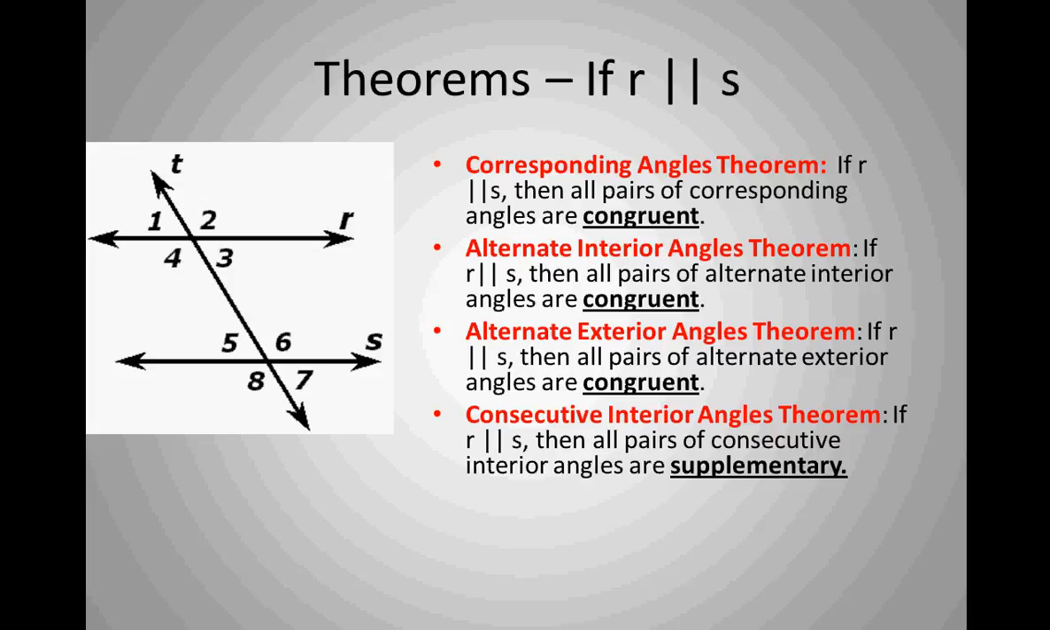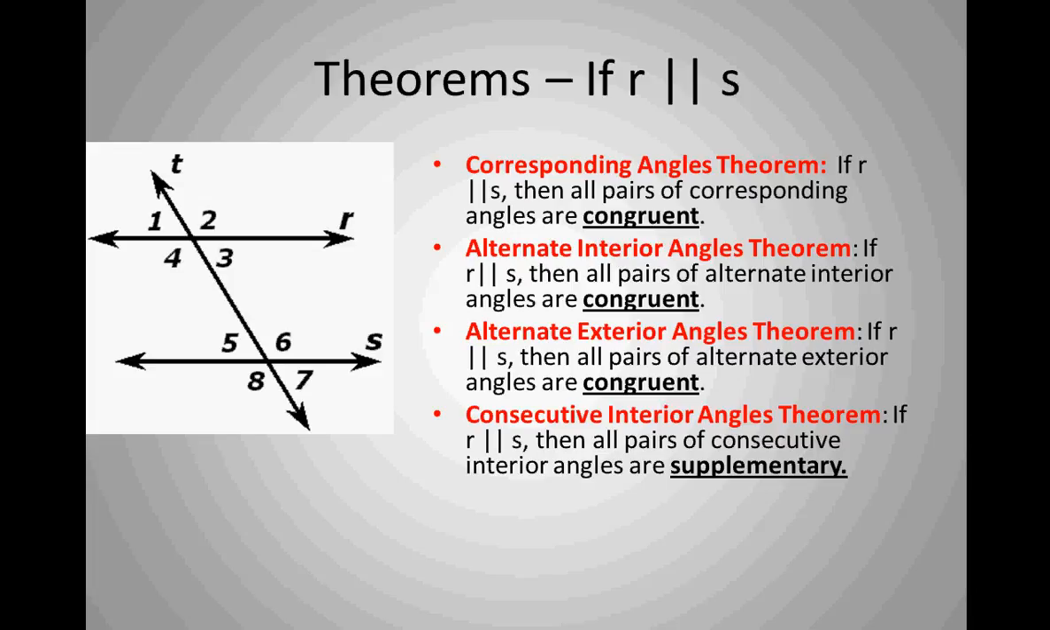All right, the third theorem involves the alternate exterior angles theorem. Once again, if lines R and S are parallel to each other, then all the pairs of alternate exterior angles will also be congruent. The alternate exterior angles are like angle 1 and angle 7 in that diagram, or angle 2 and angle 8. So once again, you have more pairs of congruent angles there.